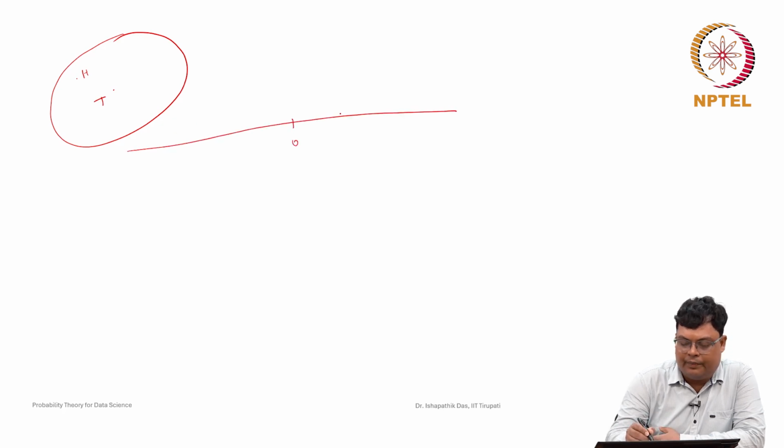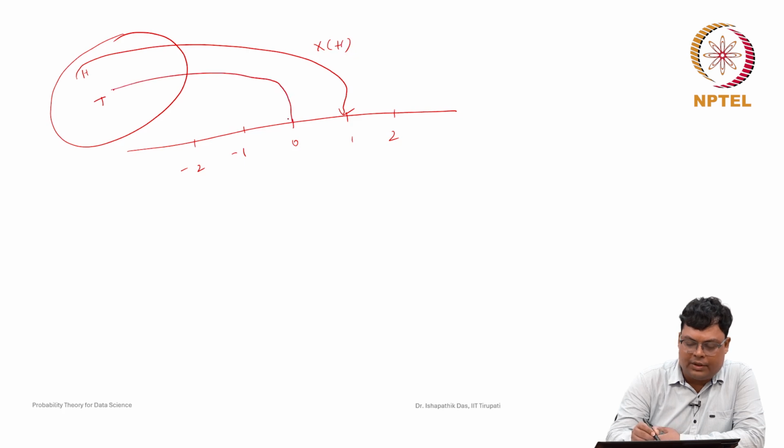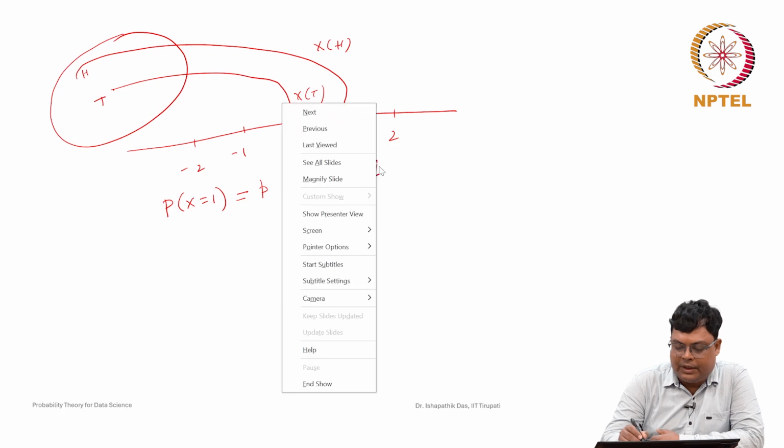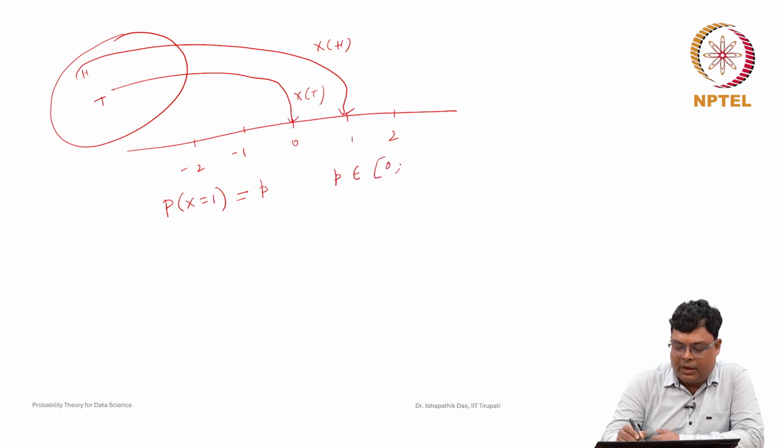So, this is 0, this is 1, this is minus 1, this is 2, minus 2. So, head mapping to 1, x of head is equal to 1 and x of tail is equal to 0. Then we just see what is the probability that x is equal to 1. We assume that this is p, it may not be half always. In general this is p. So, p is a parameter here, inside 0 and 1.